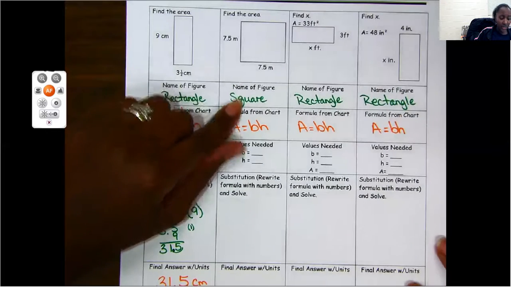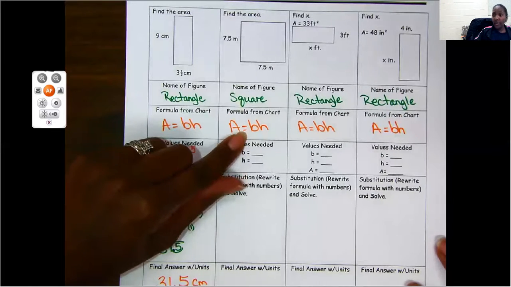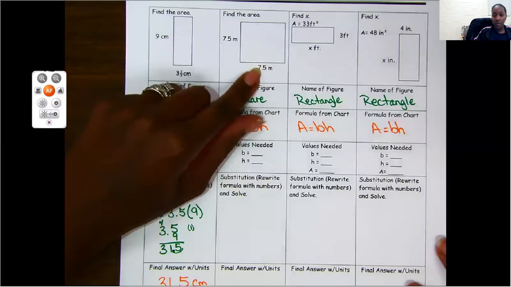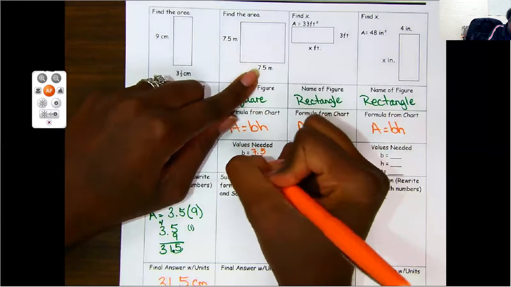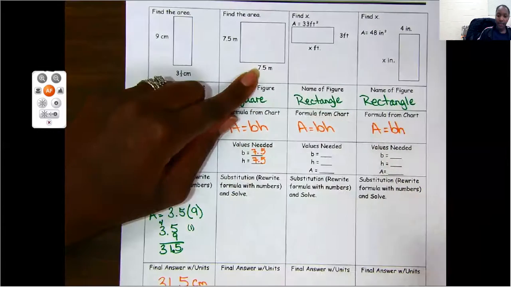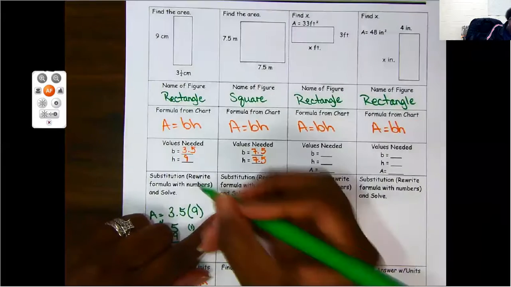This one we identified as a square. Our formula is still the same, base times height. Remember, for it to be a square, both of my sides need to be the same. Both of them say 7.5, so I'm going to put that. Okay. Now I'm going to substitute in my formula.